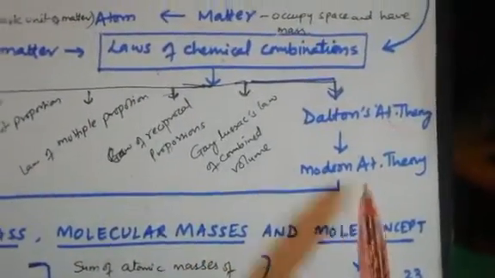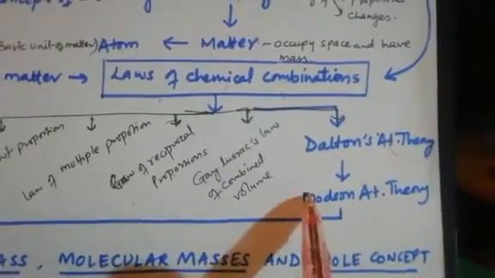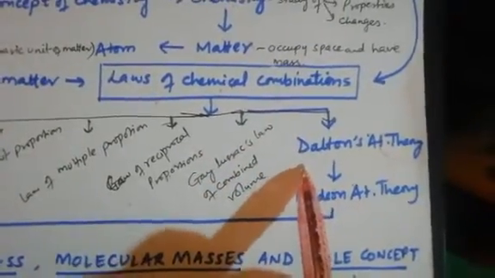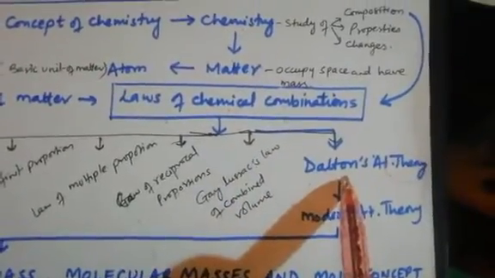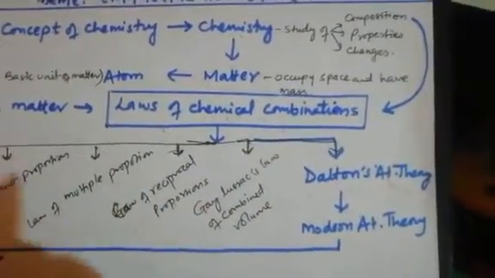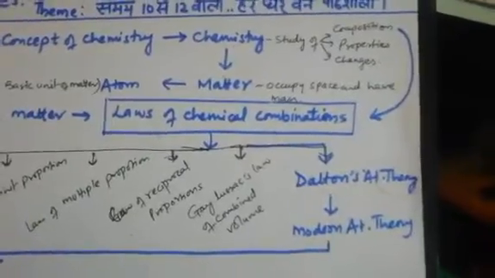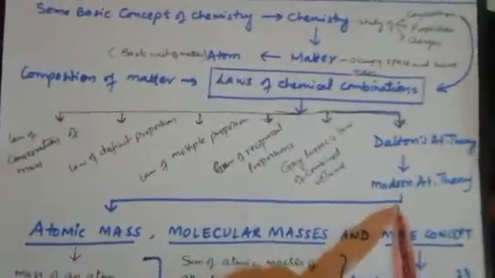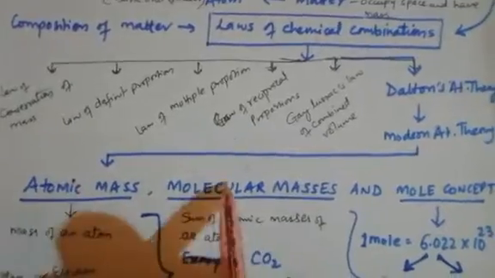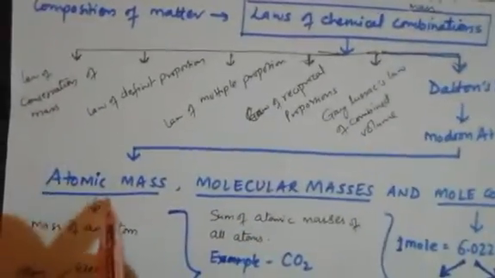So what is the modern atomic theory? Although the modern atomic theory has taken all the things from Dalton's atomic theory in a modified, better way, Dalton's atomic theory was not neglected. Because of Dalton's contribution, Dalton is renowned as the father of chemistry. So from the modern atomic theory, now we are going to study atomic mass, molecular mass and mole concept, okay?